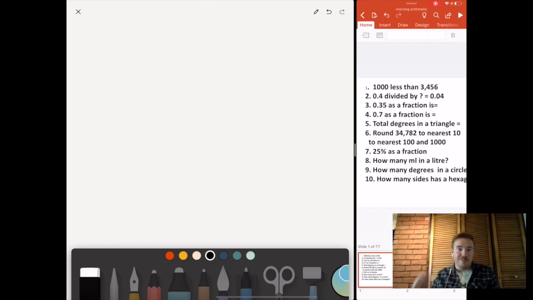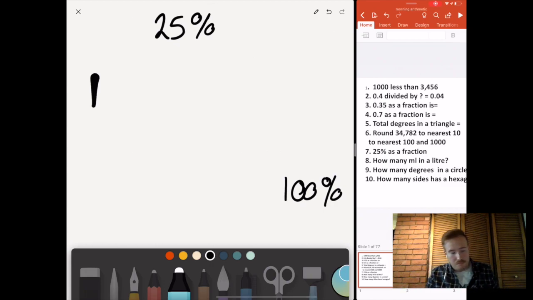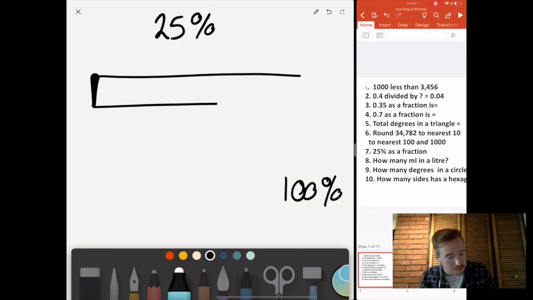Okay, 25% as a fraction. Lovely. A couple of different answers to this one. So first thing that I would establish with that is how many 25% can you fit within your whole. Now a whole is obviously 100%. That makes a lot of sense. So you've got 25, 50, 75 and 100%. Okay, so we're going to draw a bar model, nice and straightforward one.